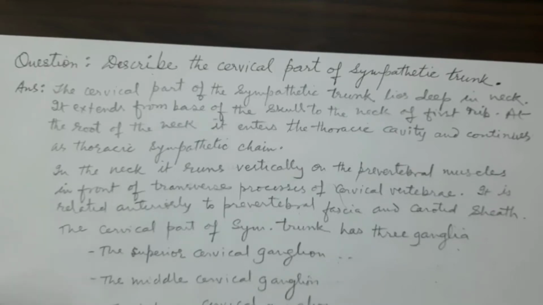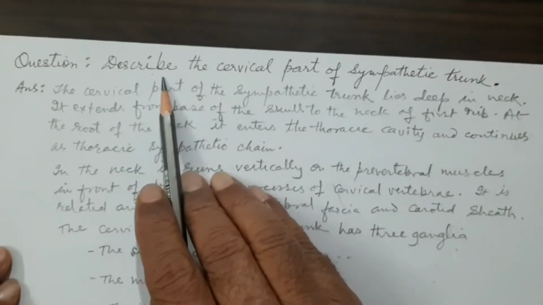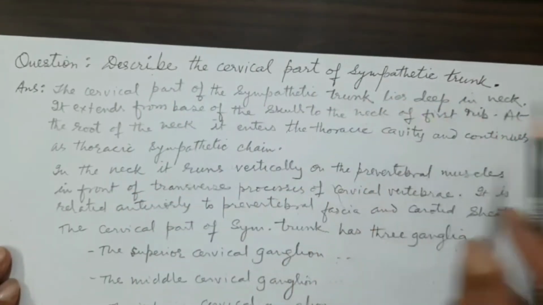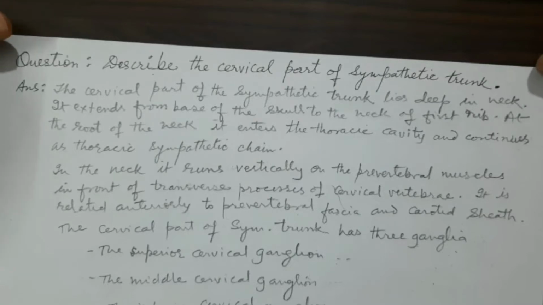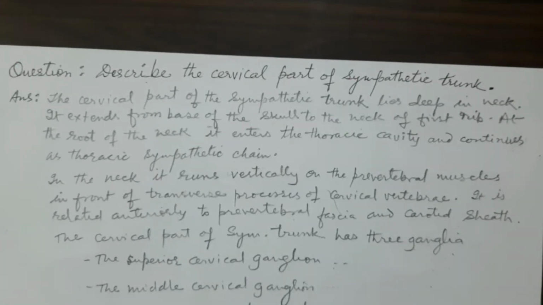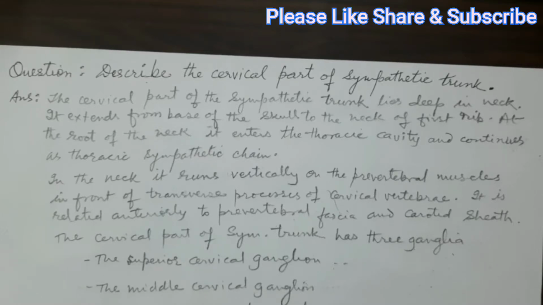Very good evening, students. Now, this question reads like, describe the cervical part of the sympathetic trunk. The sympathetic trunk is the ganglionic chain, which bears many ganglia on the side. So there are many ganglia present on the sympathetic trunk, which is also sometimes known as the sympathetic chain. And these sympathetic trunks run on the side of the vertebral bodies.